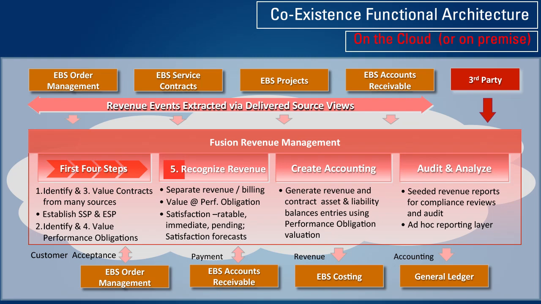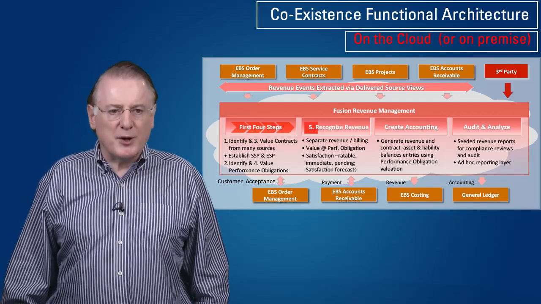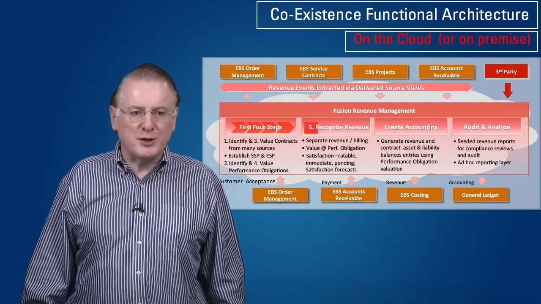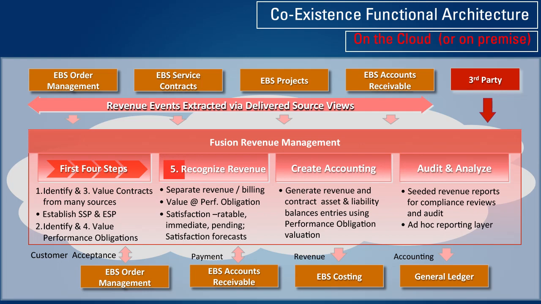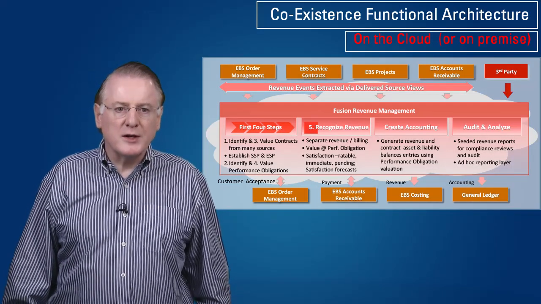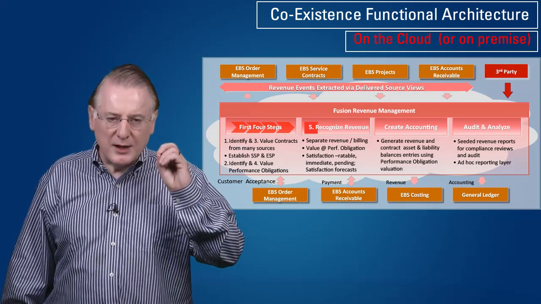On the cloud, and I hope you can see the cloud on the slide, sometimes it's difficult to see, you've got Fusion Revenue Management, and in the first box, it's doing the 4 chevrons, identifying and valuing the contracts and performance obligations from many sources, establishing the selling price and the ESP. And it's doing that in a VSOE engine that's very thorough. So we're doing the 4 steps in the first box.